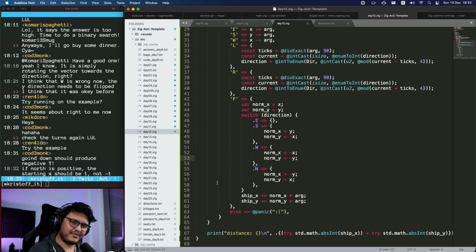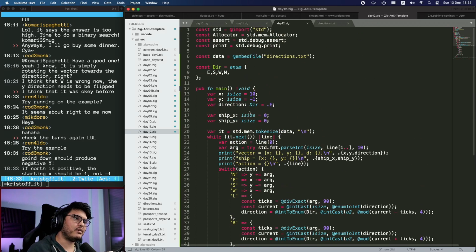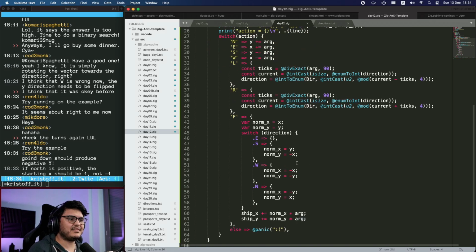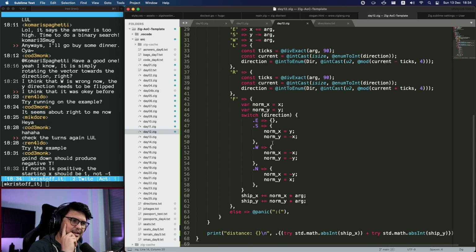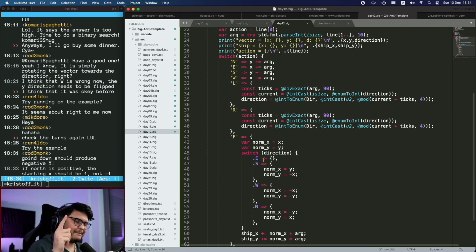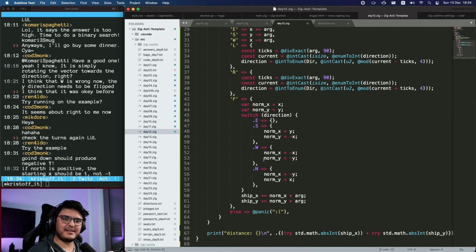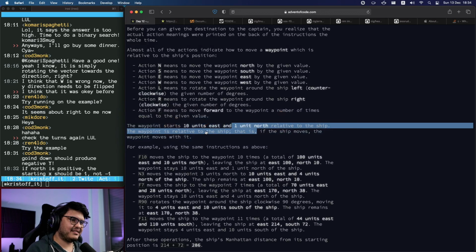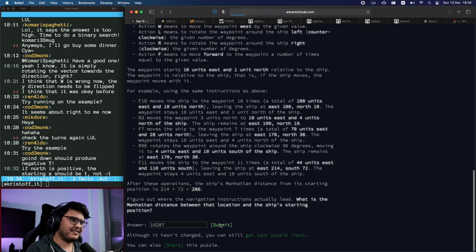Okay, let's see. If not is positivity, the starting point should be 1, not -1. Oh, am I messing around again? I think you're right. Yeah. I keep doing this. That's correct, that wasn't wrong. I'm in my head. I have south, north, positive, negative, too confused. But I think this time I got this right. I don't know. Let's try.